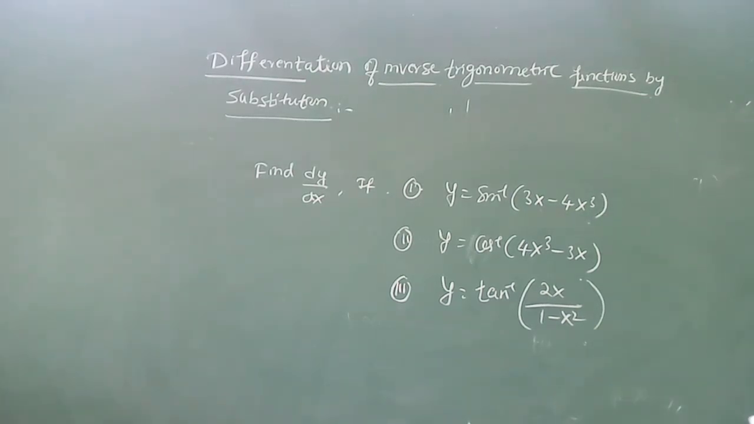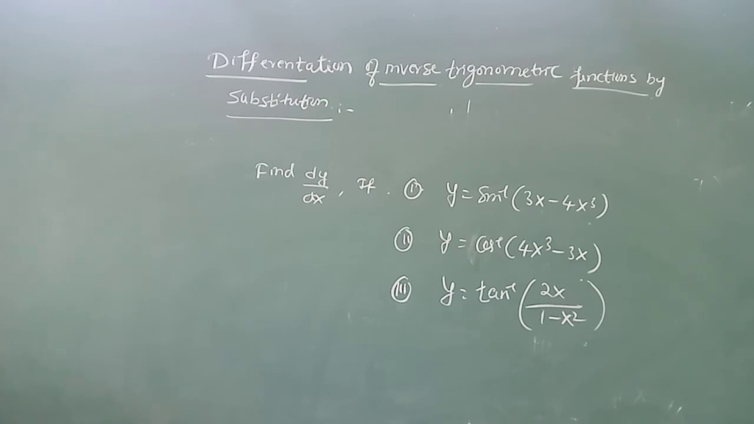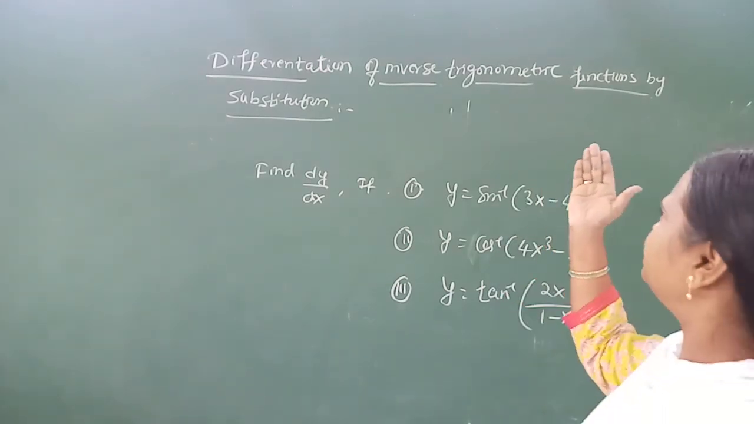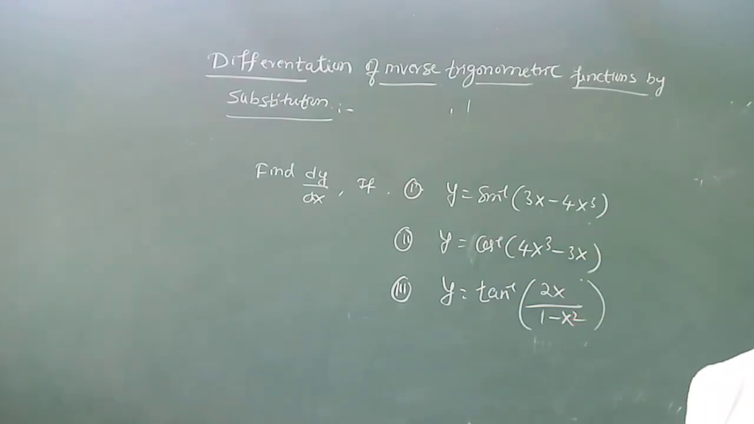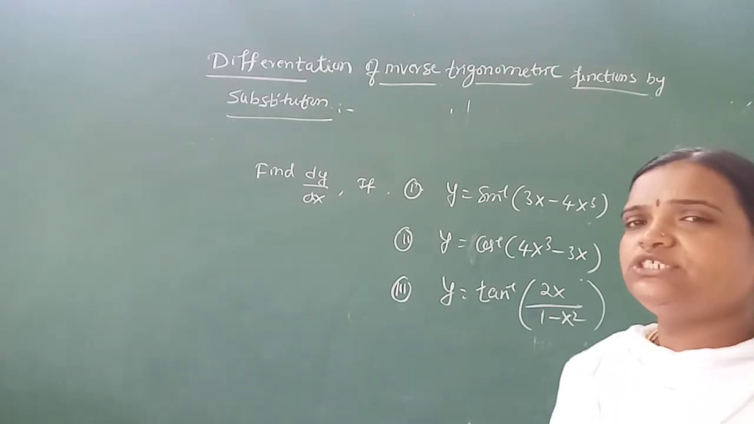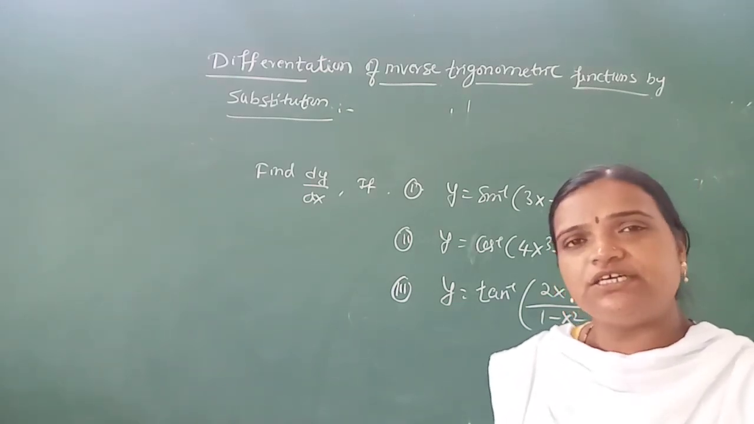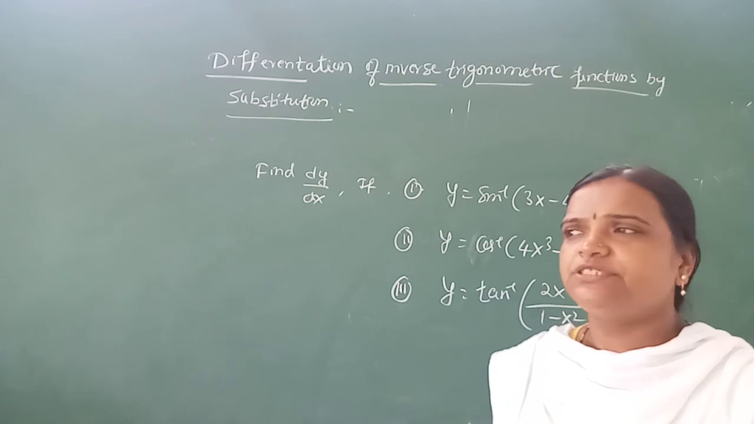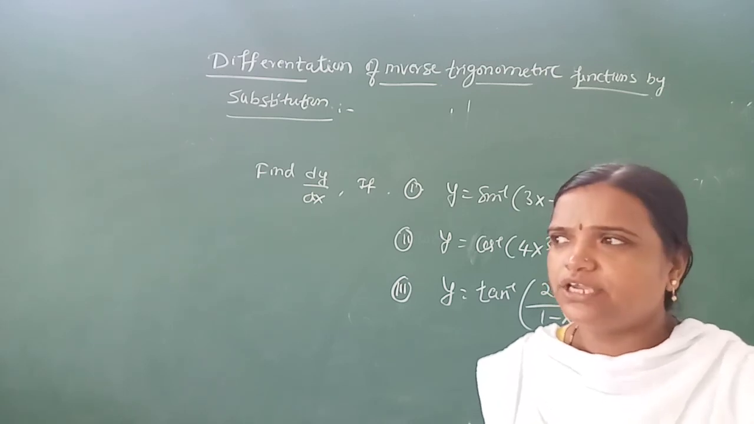Okay, thank you. I hope you understood. These are the examples based on differentiation of inverse trigonometric functions by the method of substitution. Such types of examples are asked in the exam, either 2 marks or maximum 3 marks. Fixed question. Okay, thank you.